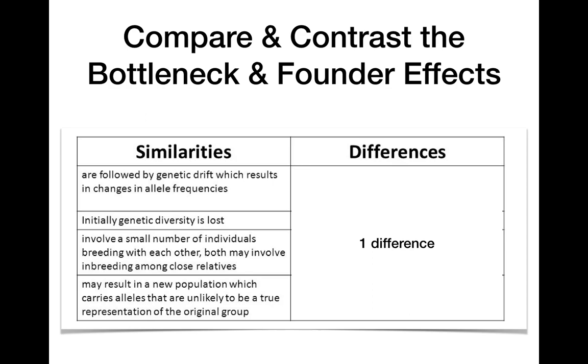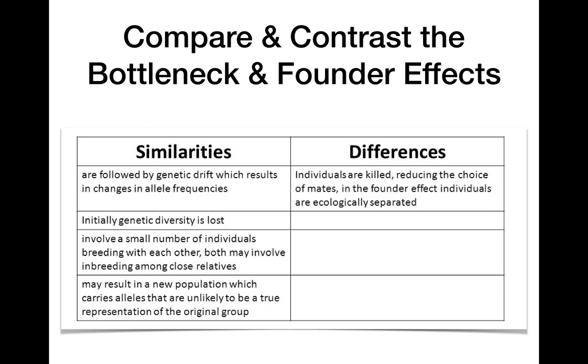The difference is what causes it. It's the event. So individuals are killed, reducing the choice of mates in the bottleneck effect. But the founder effect is are ecologically separated. Maybe they move to a new place. For some reason, they can no longer interbreed. Okay, so double check you understand it. Use this to help you do that.